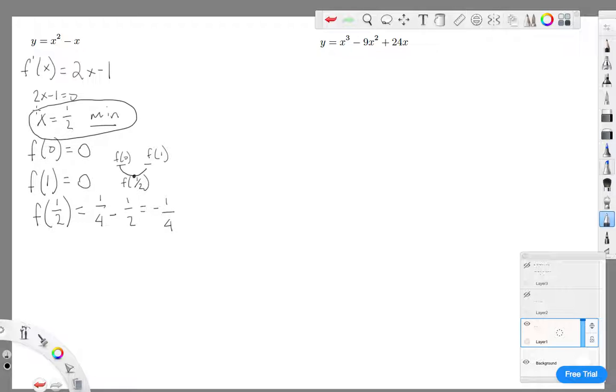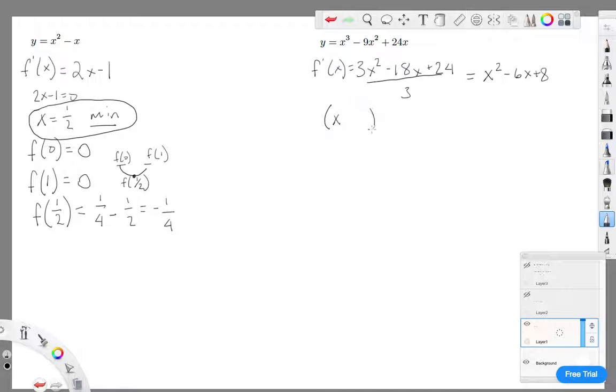So another example. Again, just using the power rule, we're going to drop down these exponents, multiply by the coefficients, so we get f prime of x is equal to 3x squared minus 18x plus 24. Continue on. We can divide by 3 here, and we get x squared minus 6x plus 8. And so we can easily factor this.